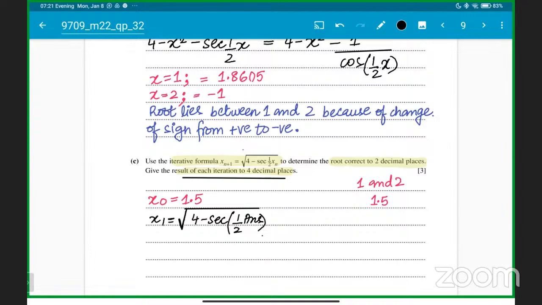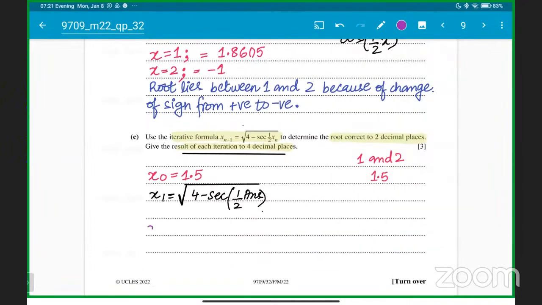The problem is we don't have sec on the calculator, so we'll have to do it directly using cos. So x1 will be based on the cos thing. So 1.5, then on the calculator, 4 minus 1 divided by cos of the answer. Make sure it is in radians, students. And then you get the first value as 1.622, and to 4 decimal places, 1.6227. Then pressing equals, I'm getting 1.5961 to 4 decimal places.